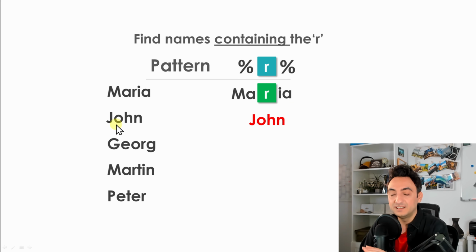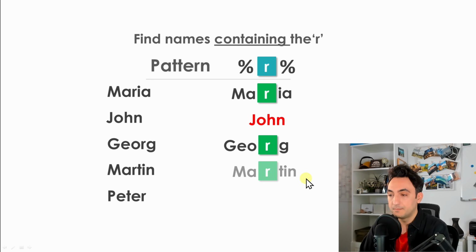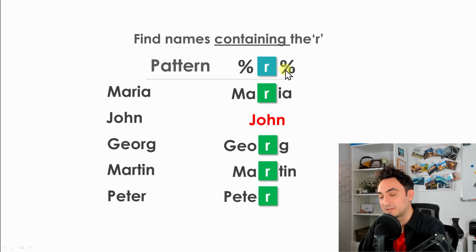With John, there is nowhere an R. There is no character over here with the R. That means the database is gonna return false. George, we have over here an R, so it's gonna return true. Martin, the same. And Peter as well, the same. So as you can see, if you start with the percent and end with the percent, the database is gonna find your character somewhere and it's gonna return it as true. Peter ends with R, Martin in the middle somewhere there is R. So here you don't care about the position of your character.